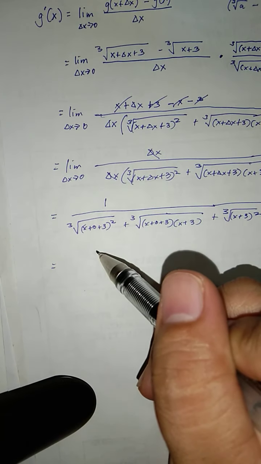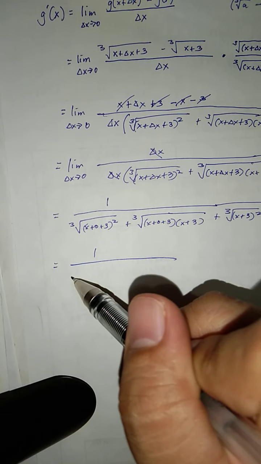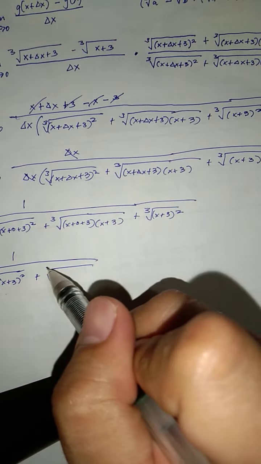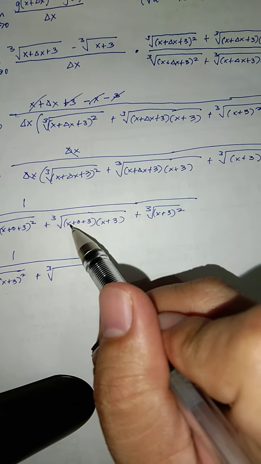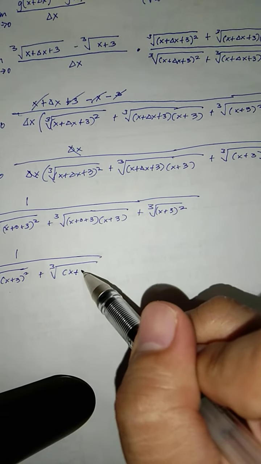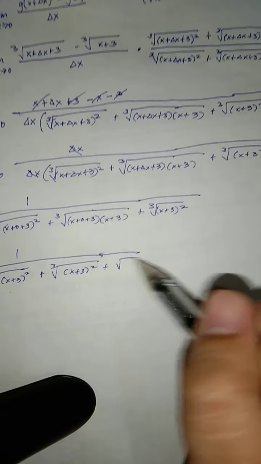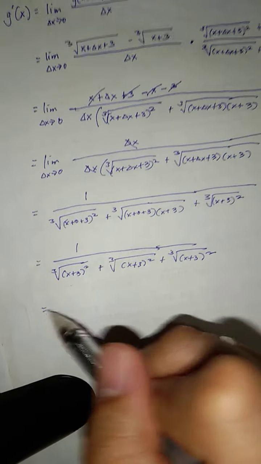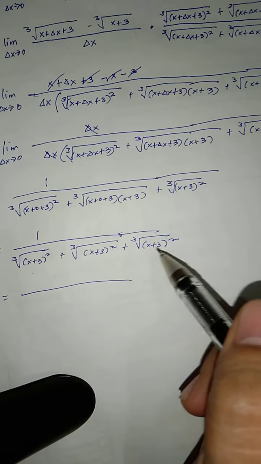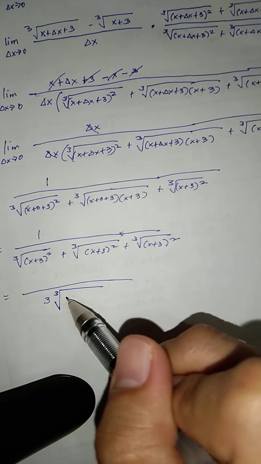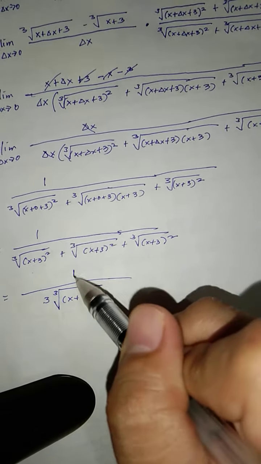Okay, so we have here 1 over, simplifying the first expression, that is simply cube root of x plus 3 squared. For the second term, x plus 0 plus 3 is simply x plus 3, multiplied with another x plus 3, so that is another cube root of x plus 3 quantity squared. And of course the third term is cube root of x plus 3 quantity squared. Notice that they are of the same term, so we can add them up together. So you have 3 cube root of x plus 3 quantity squared.